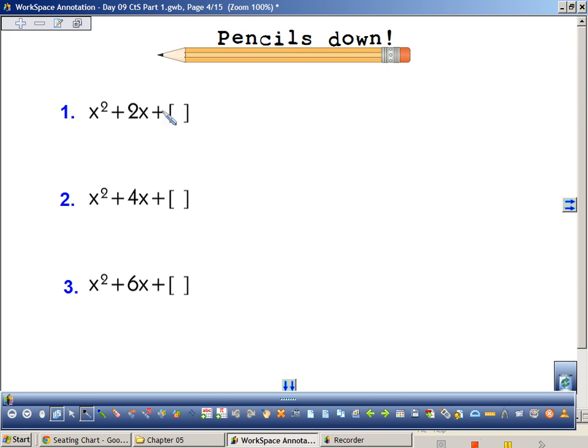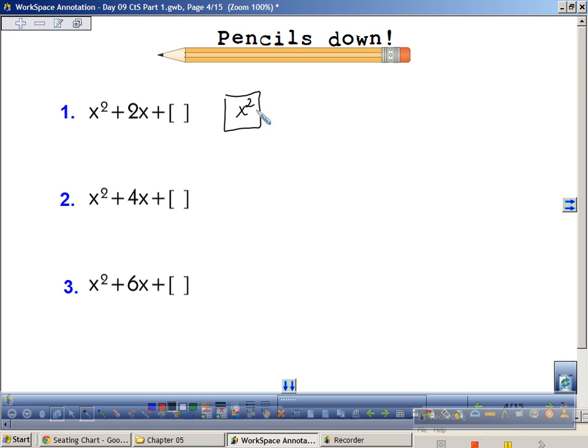Okay. X squared plus 2x plus something. We don't know what that something is. We're going to create a square. So if this is x squared, I have 2 x's and I want to split them up. There's 1 x there and 1 x here. What is missing here to complete the square? 1.